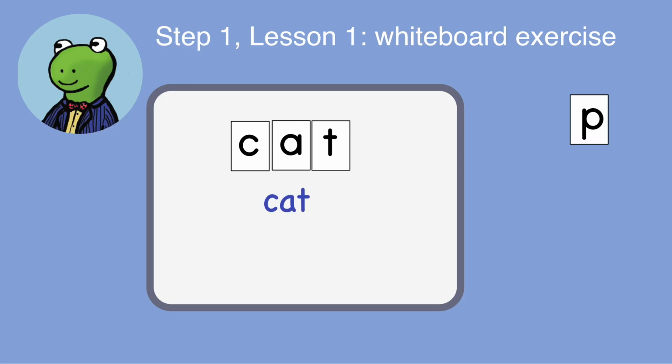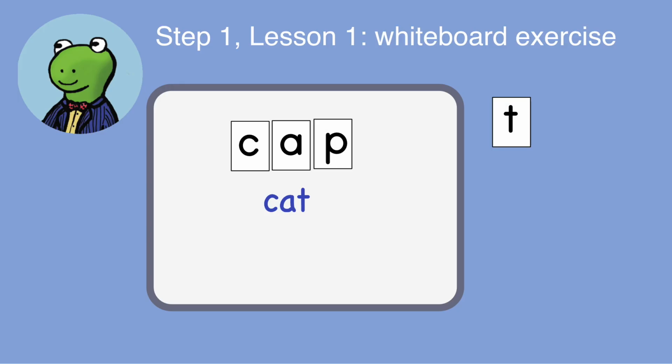Next, ask the child to remove the tile showing the t sound and to put the tile showing the p sound in its place. Point to each letter on the board and ask the child to say the sound it shows. Ask them to say the word they just spelled and ask them to write it on the board.